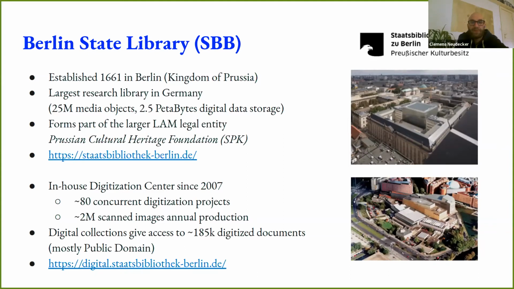The Berlin State Library forms part of a larger, one of the largest European cultural heritage entities, the Prussian Heritage Foundation, the Stiftung Preußische Kulturbesitz, which includes also a number of museums, an archive, and various research institutes. Historically, as things are in Berlin, we are a library in 2 sites.